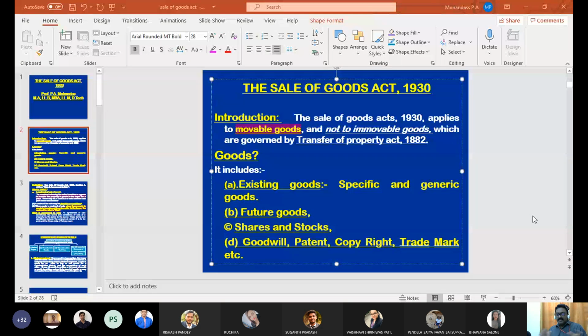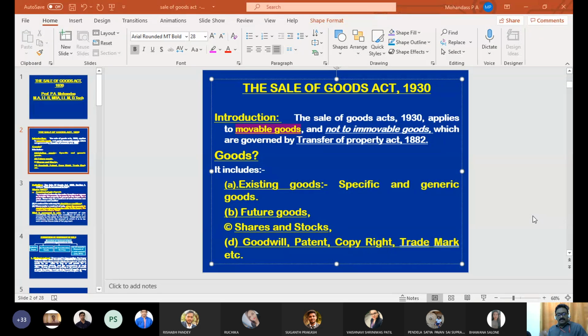Two parties, it's mandatory. The second stage of formation of a sale of goods is the subject matter of sale. What is the subject matter of sale? It is a transfer of goods, movable goods. What is movable goods? Those which can be easily exchanged by the parties. Tomorrow Maruti can definitely deliver the car and she can definitely drive it to her home.